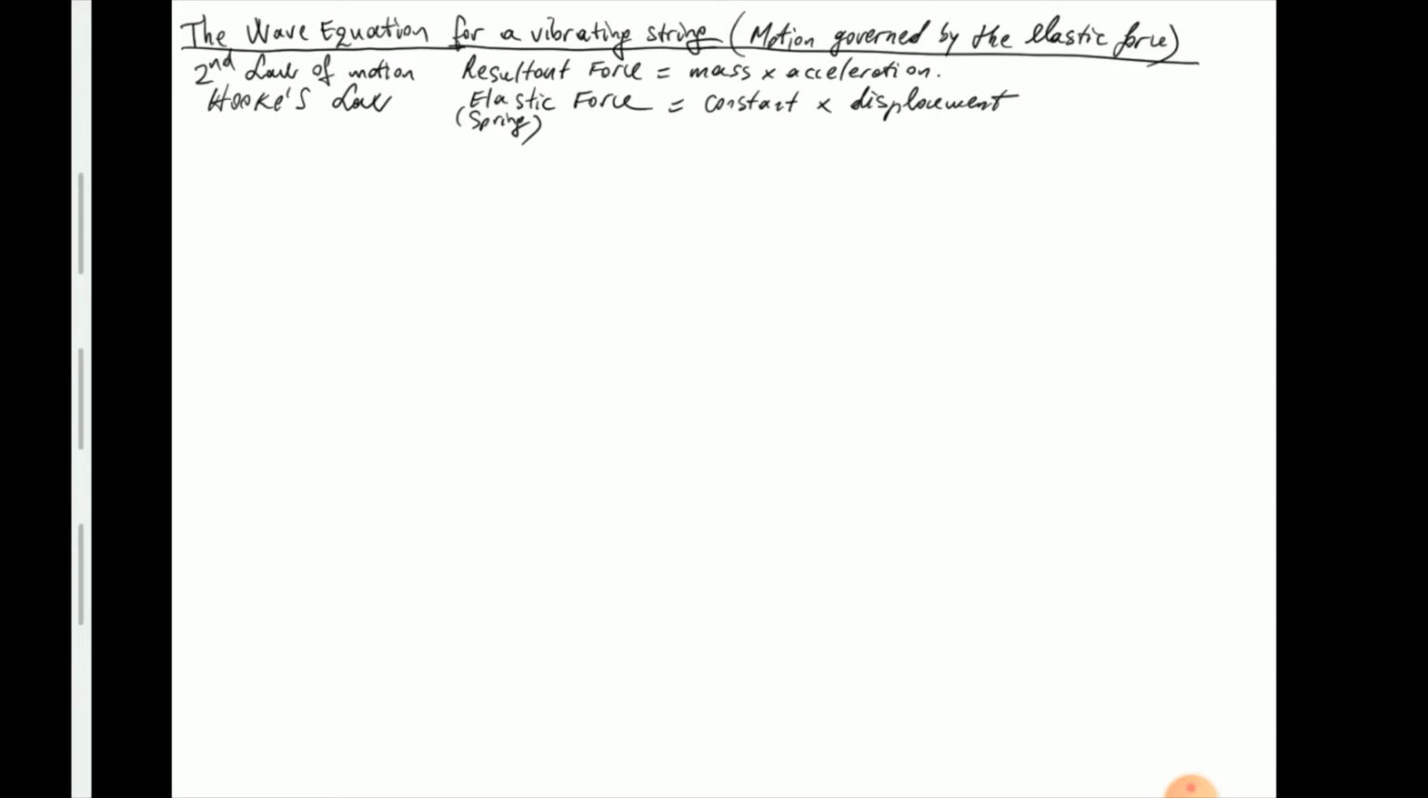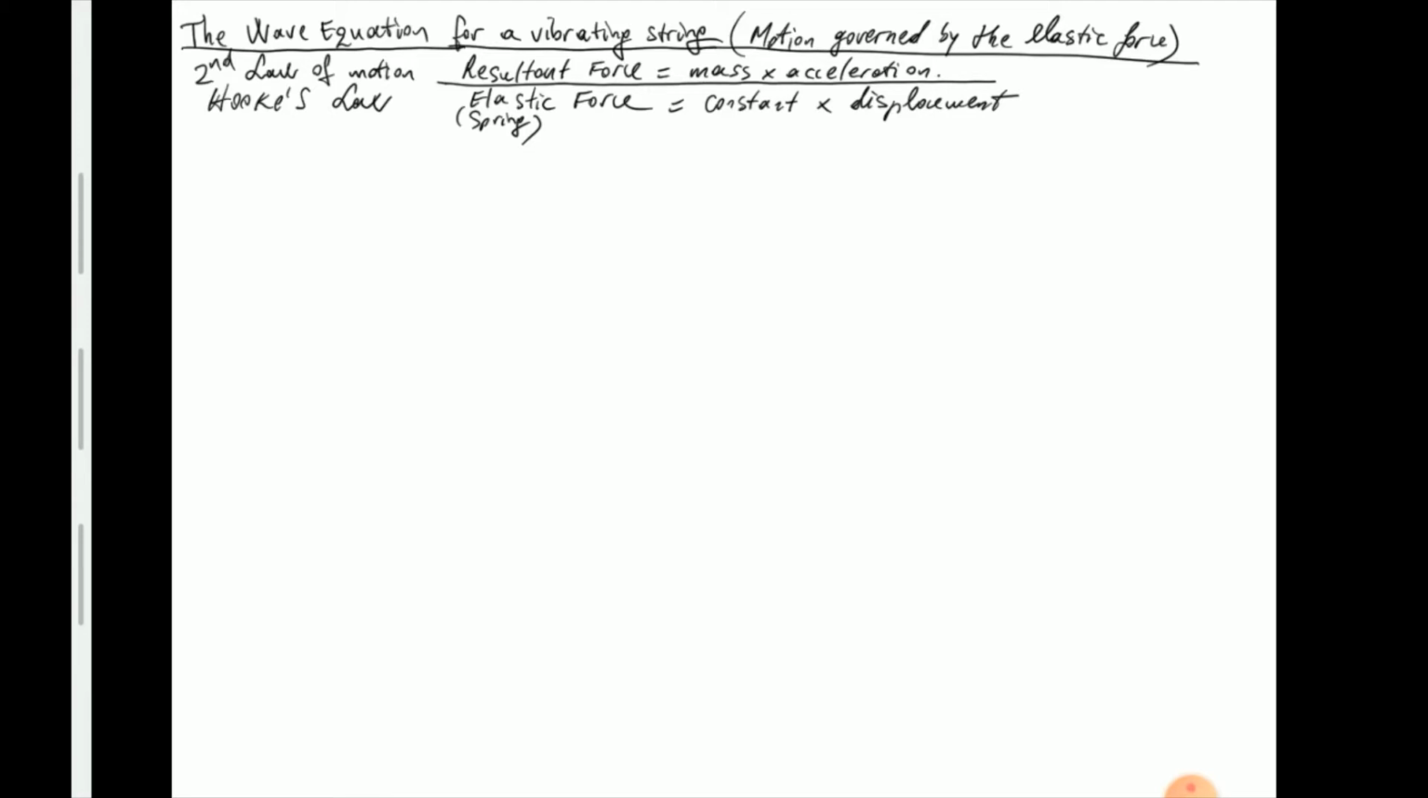And again, for simplicity in the beginning, we just assume that the motion of this string is governed just by the elastic force or the spring force. So remember that the second law of motion states that the resultant force is the mass times the acceleration. So if you have a point that moves, its acceleration is related to the resultant force, all the forces essentially that act on that point, and the mass of the object at that point.